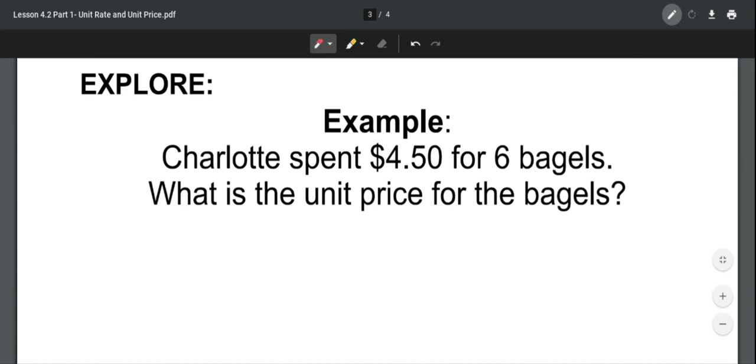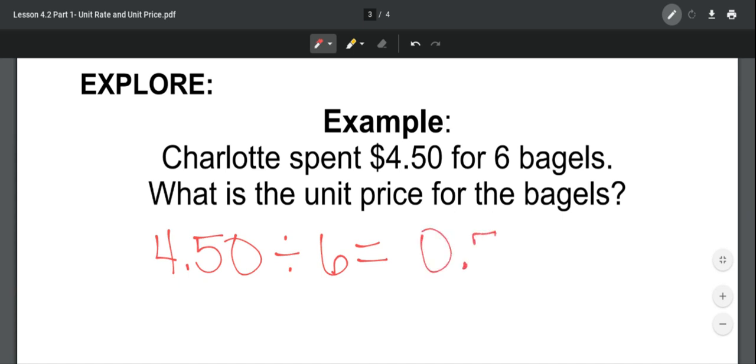Therefore, we would take the cost, $4.50, and divide it by the quantity, or 6 bagels. When we do the division, we find that each bagel will cost $0.75 or 75 cents.